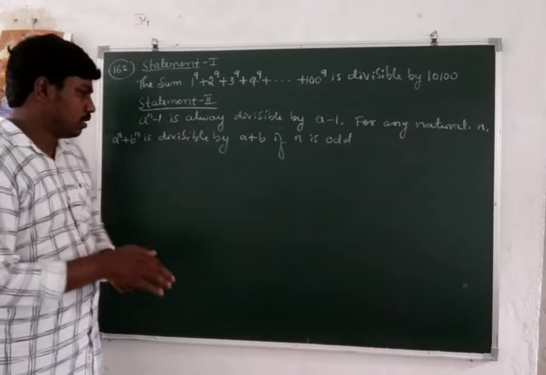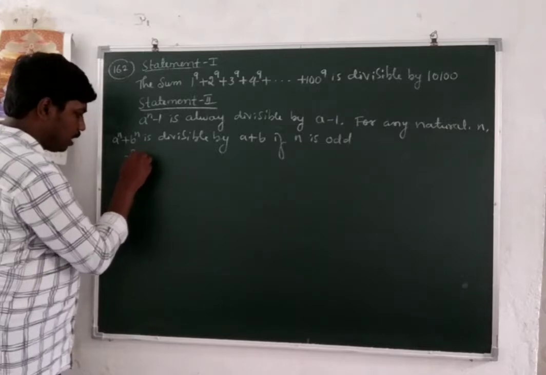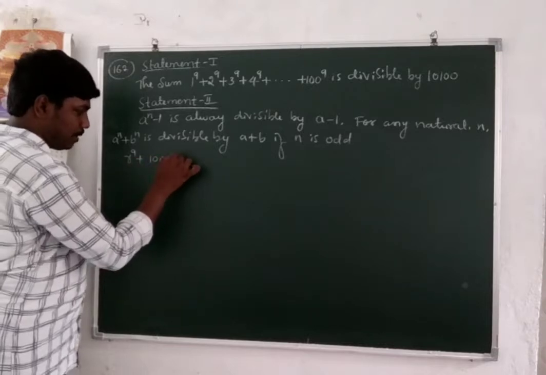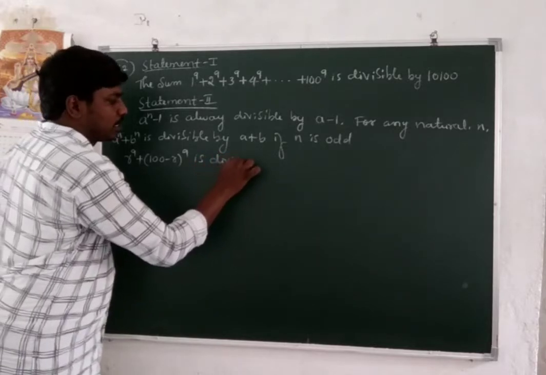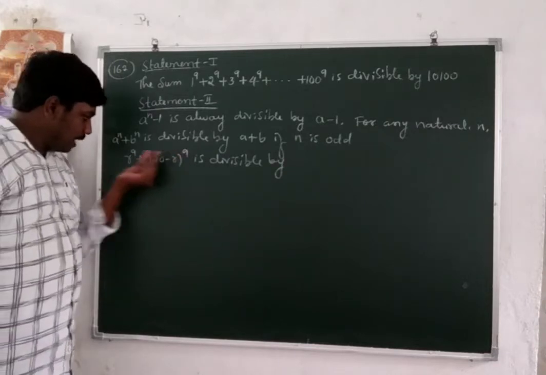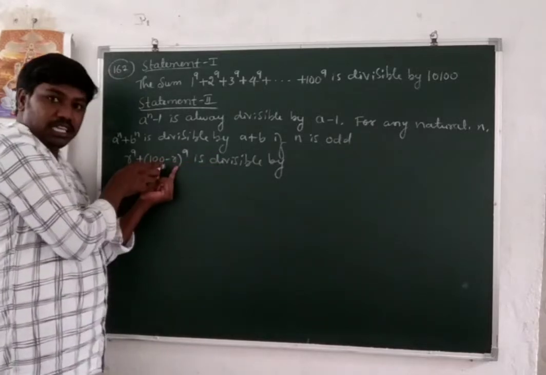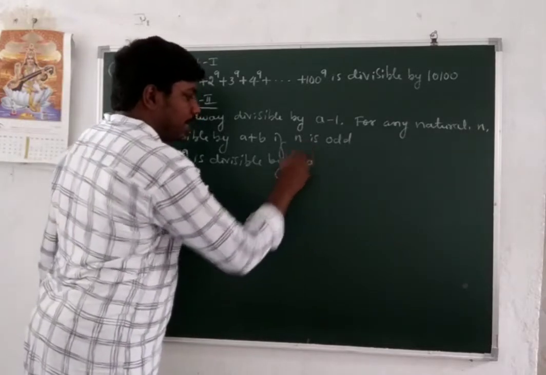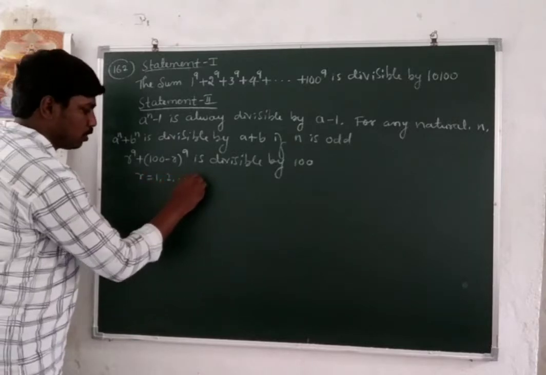Now I will consider a term: r power 9 plus (100 minus r) whole power 9. It is divisible by what? Compare it with a power n plus b power n when n is odd, which is divisible by a plus b. Here a plus b is r plus 100 minus r, that is 100. So it is divisible by 100, where r runs from 1 to 49.